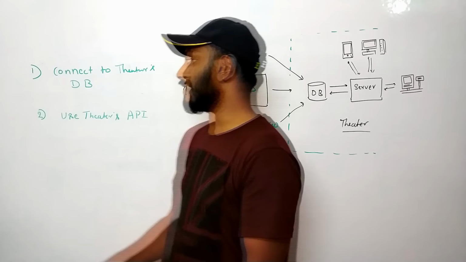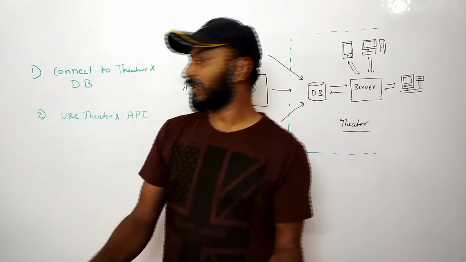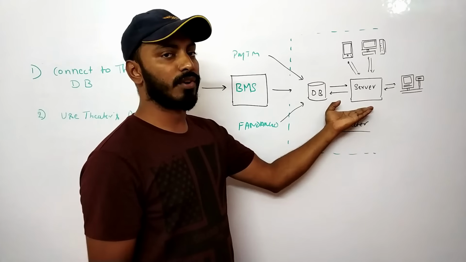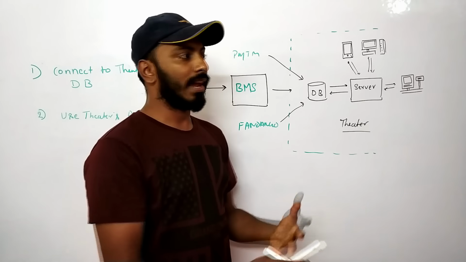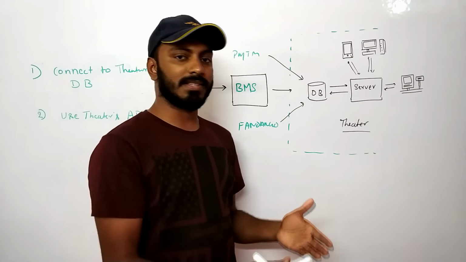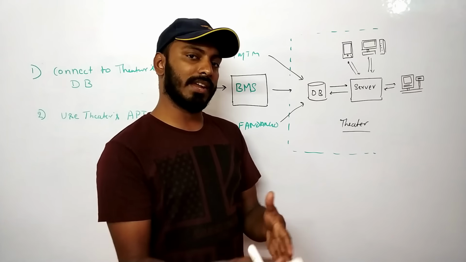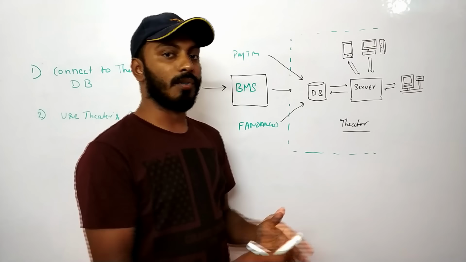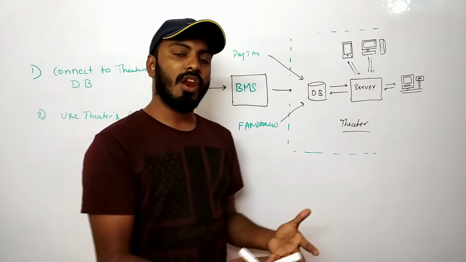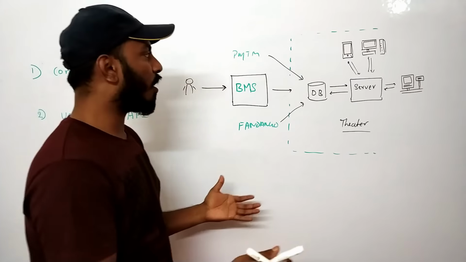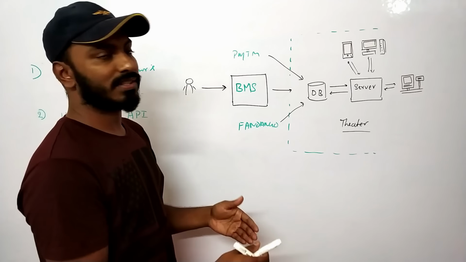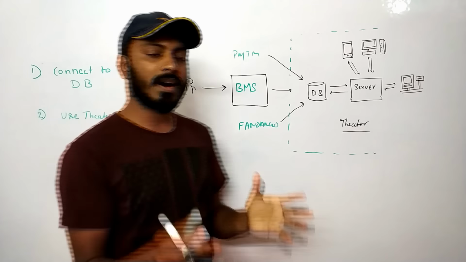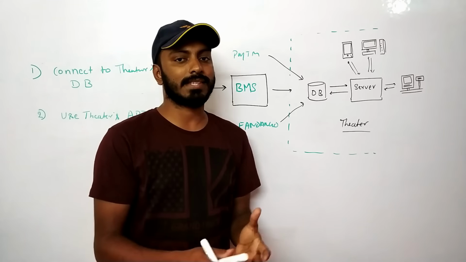The second strategy is, instead of connecting directly to the DB, you can use the theater's API. That means this server would expose some APIs like get all the available seats in a theater and get all the unavailable seats in a theater, and one more API to book a seat, and one more API to lock. So when I say lock, why do we need a lock? There are obvious scenarios where multiple users from different platforms try to book the same seat or acquire the same ticket.